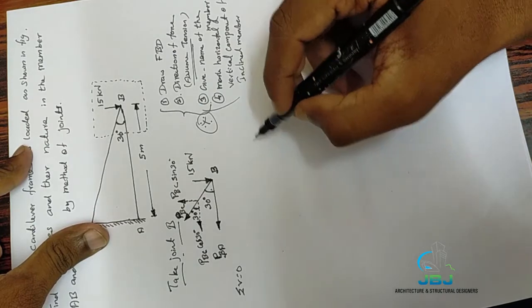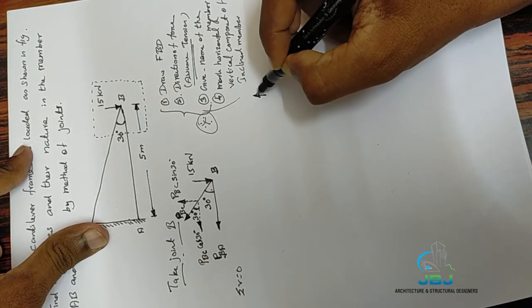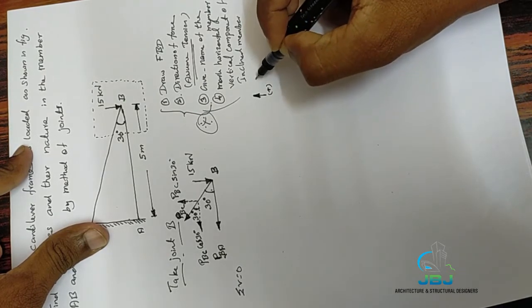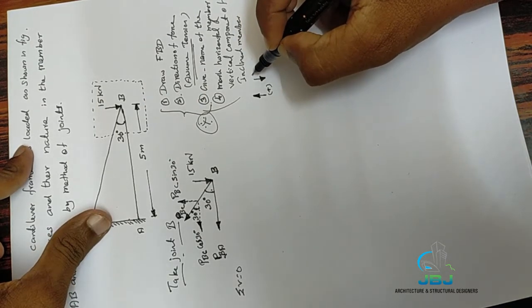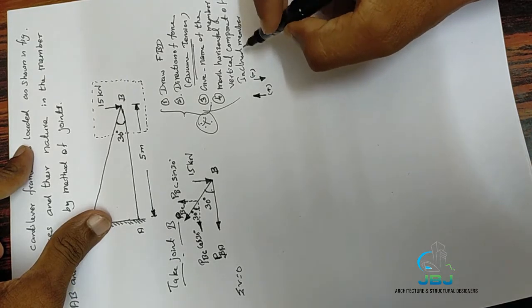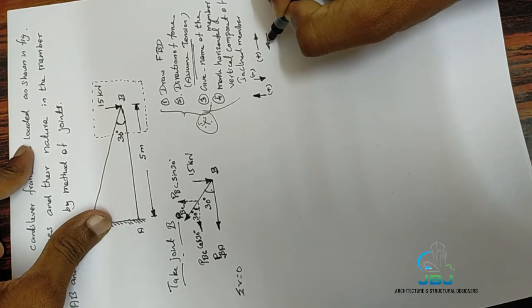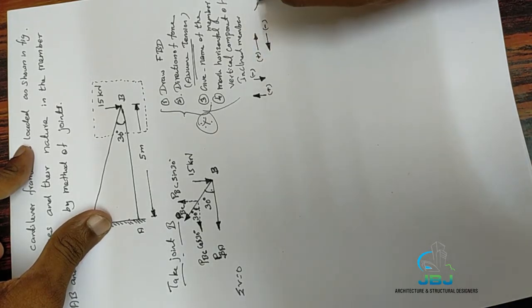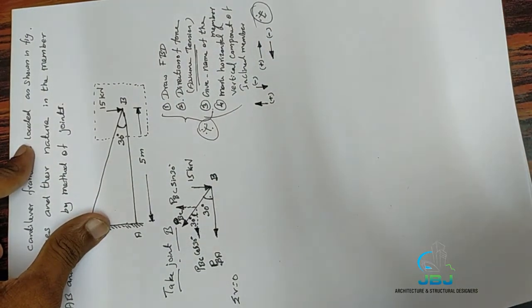Here another one important thing is the sign convention. If a force is acting towards the upward direction, you should consider positive sign. If the force is acting towards the downward direction, you should take negative sign. If the force is acting towards the rightward direction, you should take the positive sign. When the force is acting towards the left side direction, you should consider negative sign. This is another one important factor. Okay, so very important thing.